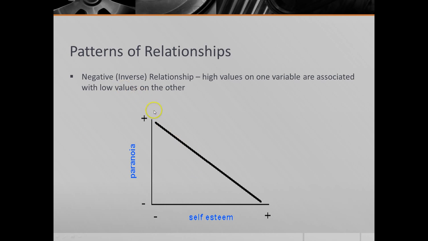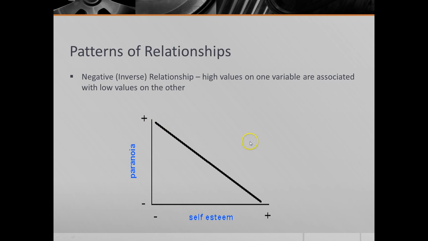Another relationship would be a negative relationship, or what's called an inverse relationship. This means that high values on one variable are associated with low values on the other. So an example, self-esteem and paranoia. Somebody with very high self-esteem would have a low level of paranoia. Somebody with less self-esteem, a high level of paranoia. So it would have a negative correlation, or an inverse correlation.